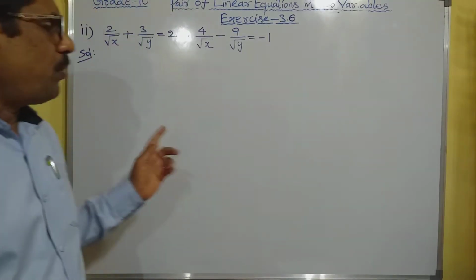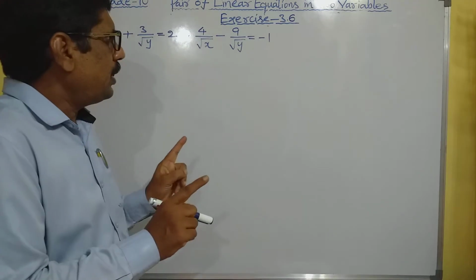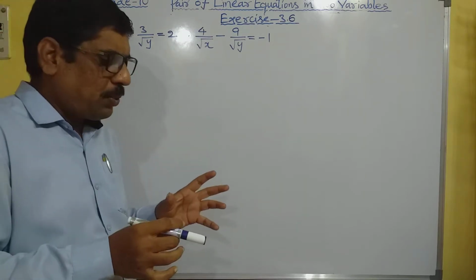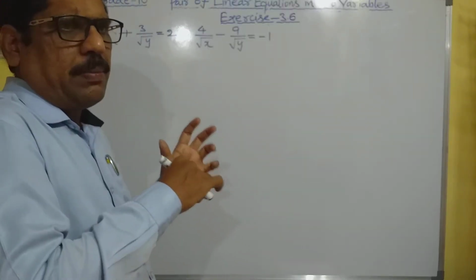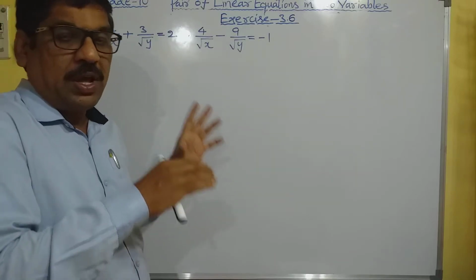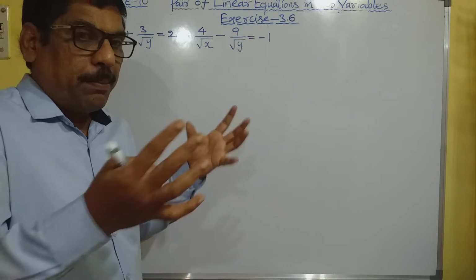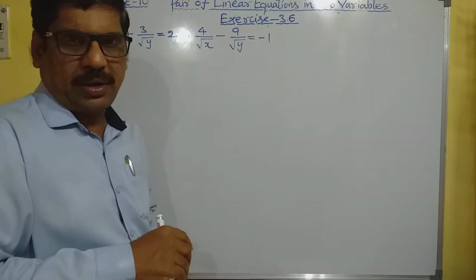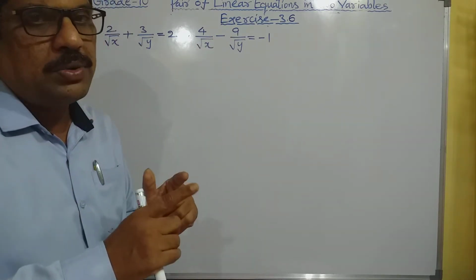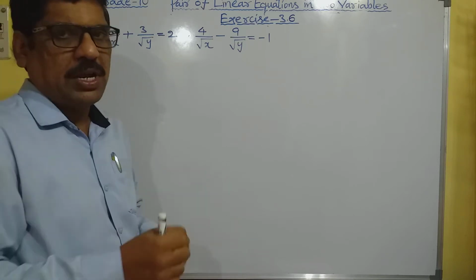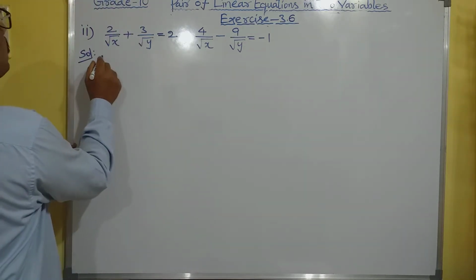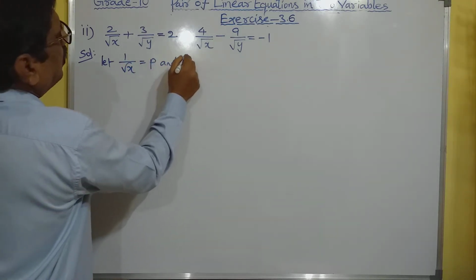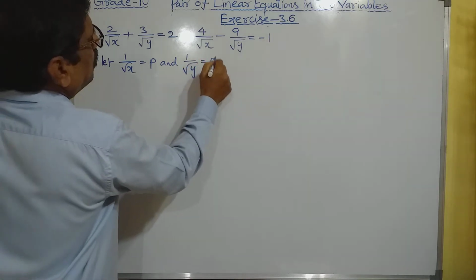Okay. Now, as we have discussed in the previous problem, here the variables are present in the denominator. First, we have to reduce the given equations into the linear form. Means we need to bring the variables x and y from the denominator to the numerator. So, in order to do that, we have to take some other variables. How, I will tell you. Now look at this. Let 1 by root x is equal to p and 1 by root y is equal to q.